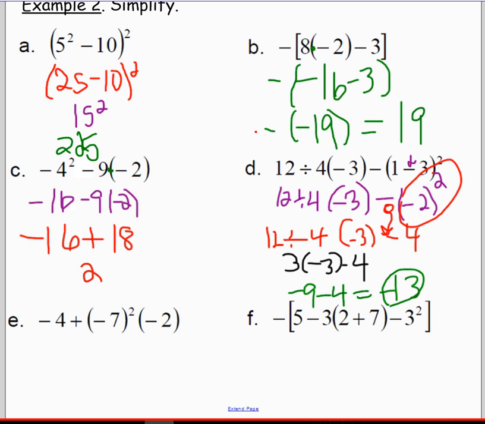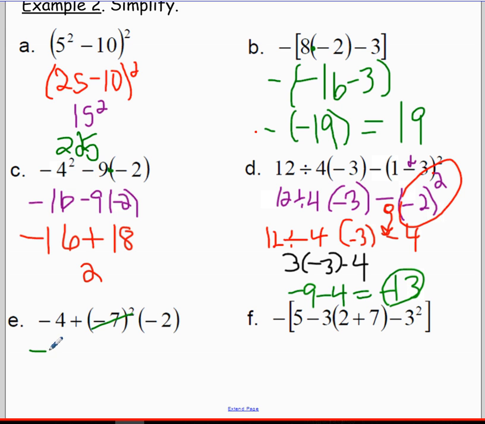Okay, with question E, we have negative 4 plus parentheses negative 7 squared, parentheses, so times negative 2. Again, according to our order of operations, parentheses comes first, but if you look inside the parentheses, there's nothing to simplify in them. So we move on to exponents. And so we'll take care of negative 7 to the second power first.